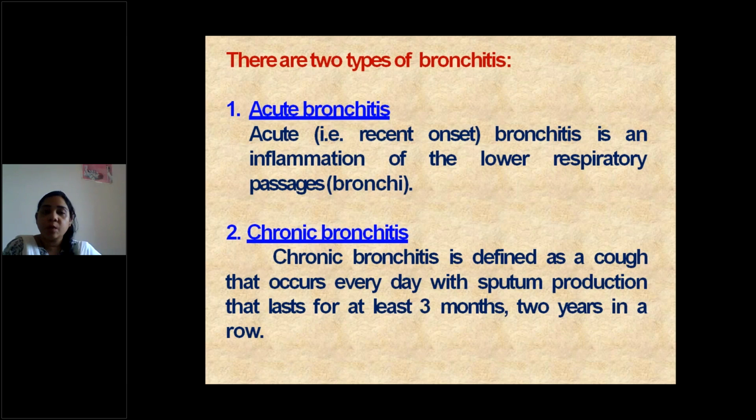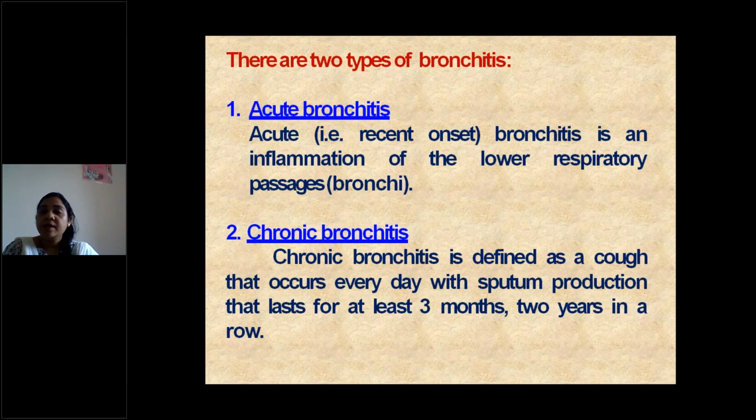Okay. Next, what is acute? Acute means recent. Acute bronchitis is an inflammation of the lower respiratory passages. If it usually lasts for a short period of time, and there is inflammation of the bronchi, it is called acute bronchitis. But if the bronchitis lasts for several months, then it becomes chronic bronchitis. Okay? So if it lasts for a short period, it is acute. If it lasts for a long time, it becomes chronic.